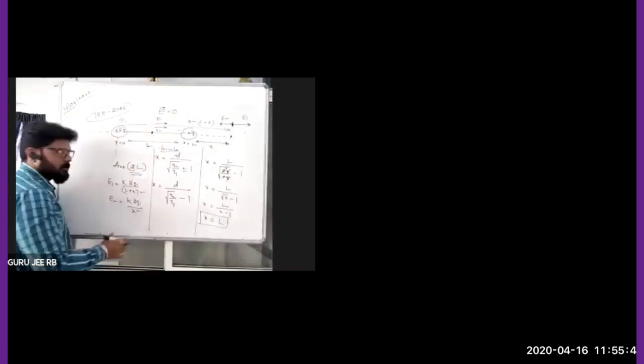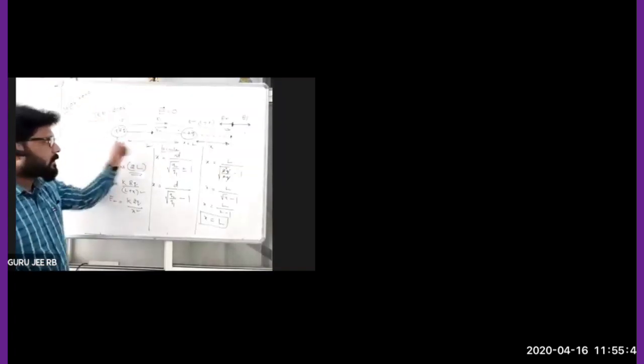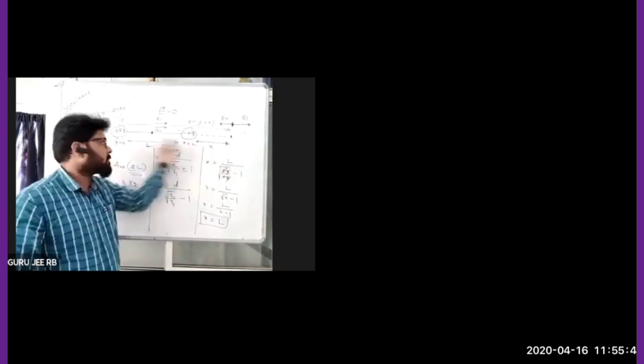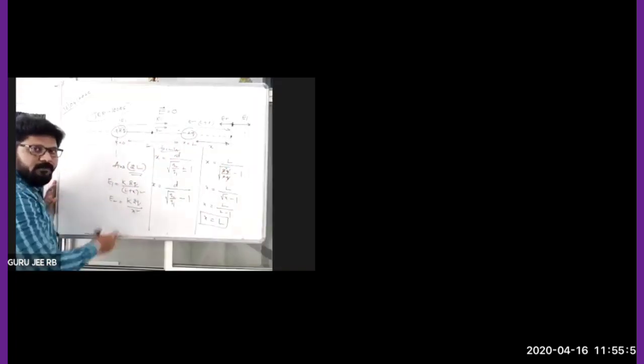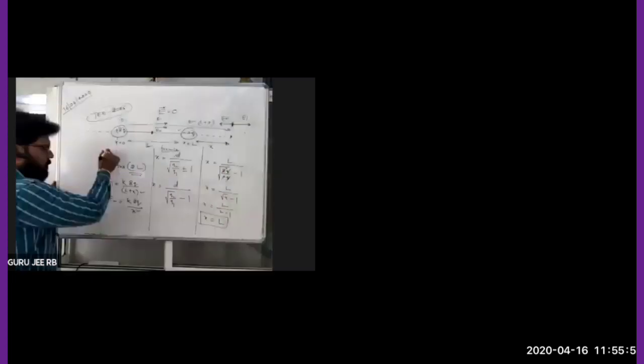No, this is conceptual based. E1 and E2: this length I know, this length I don't know. This is nothing but X. Both should be equal in magnitude and opposite in direction. Then K8Q divided by (L plus X) whole square equals K2Q divided by X square. Further we'll simplify it. Here K and Q get cancelled. This is 1 by 4, or simply I can write ((L plus X) by X) whole square equal to 4.